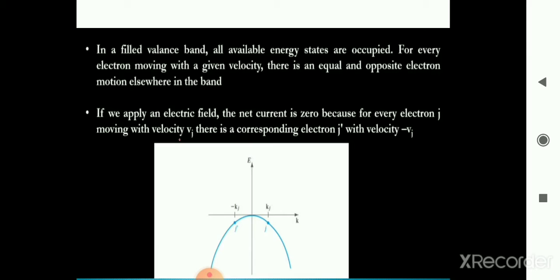because for every electron J moving with a velocity Vj, there is a corresponding electron J dash with a velocity minus Vj. That is explained with this E-k graph. What it says here, applying an electric field is nothing but either by raising the temperature we moved the electron from the valence band to the conduction band.